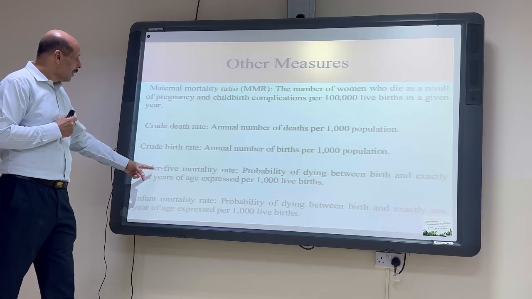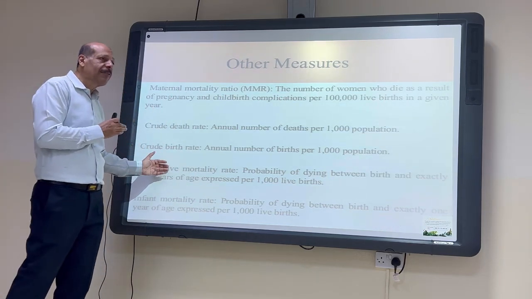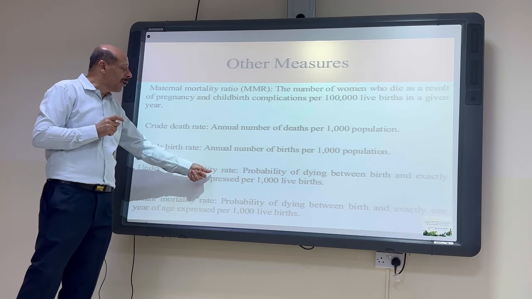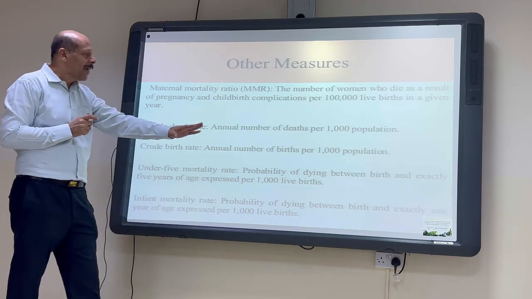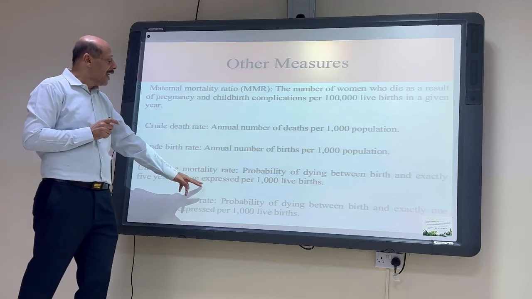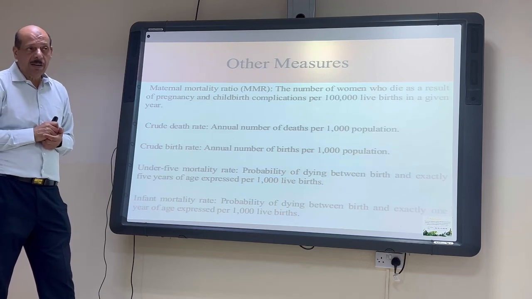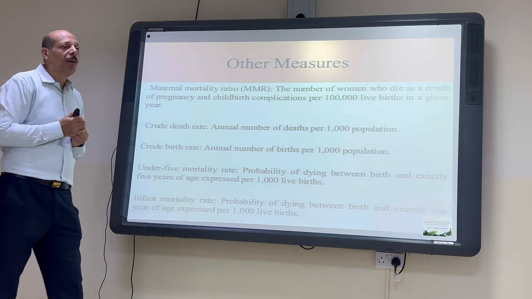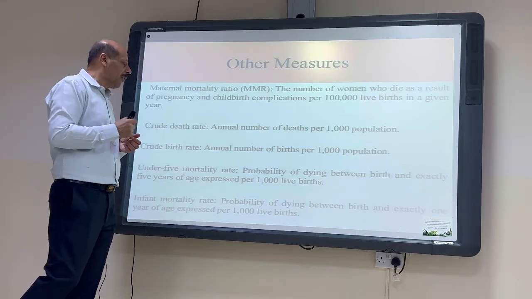The under 5 mortality rate, there is a specific death rate here. So it might be specific to the age, it might be specific to a disease. The under 5 mortality rate is the probability of dying between birth and 5 years of age, per 1,000 live births. The possibility of death during the first 5 years of life per 1,000 live births.